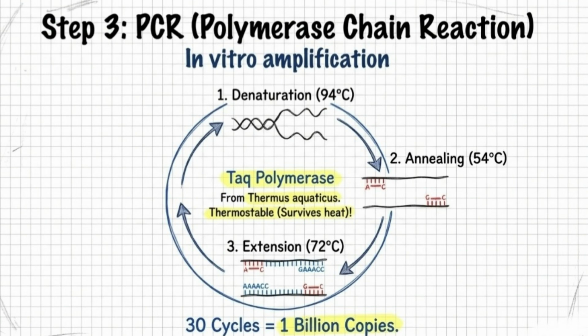Step 3. Extension, 72 degrees Celsius. At 72 degrees Celsius, Taq polymerase synthesizes new DNA strands. Taq polymerase is obtained from Thermus aquaticus. It is thermostable, meaning it can survive high temperatures. This cycle repeats again and again. After 30 cycles, we get approximately 1 billion copies of DNA.